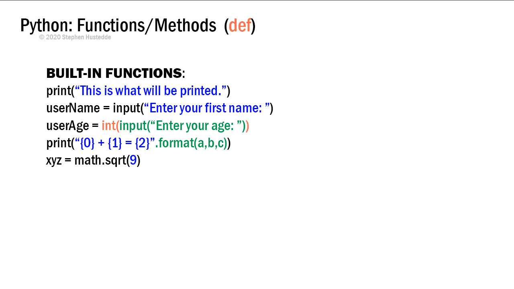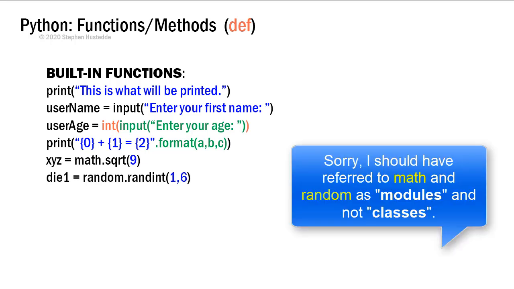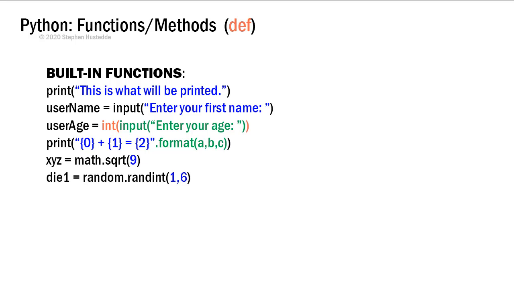We've also imported classes such as the math class and used things like the square root method. So here xyz equals math.square root of 9, and the value of xyz would be 3. Math.square root, passing it the value 9, returns a 3, and that value is assigned to xyz. We also used the randint method from the random class. And so we import random, and then we could say die1 equals random.randint 1, 6, and we're going to get a value between 1 and 6.